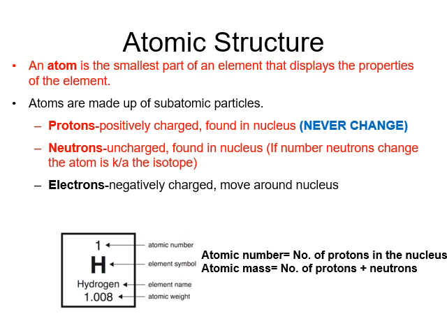The atomic mass is the sum of the protons and neutrons in the nucleus, whereas the atomic number is always equal to the number of protons in the nucleus.